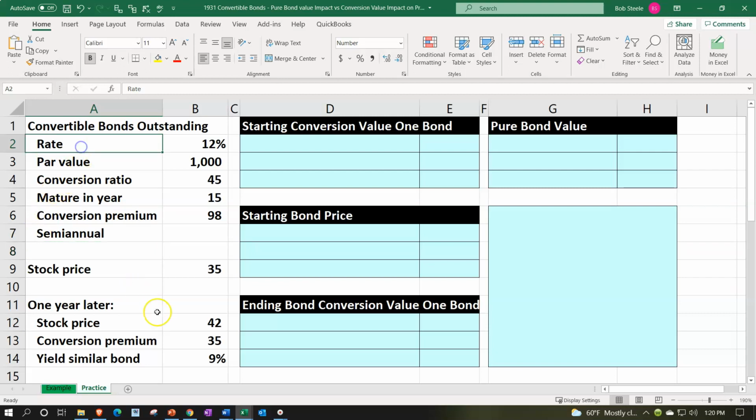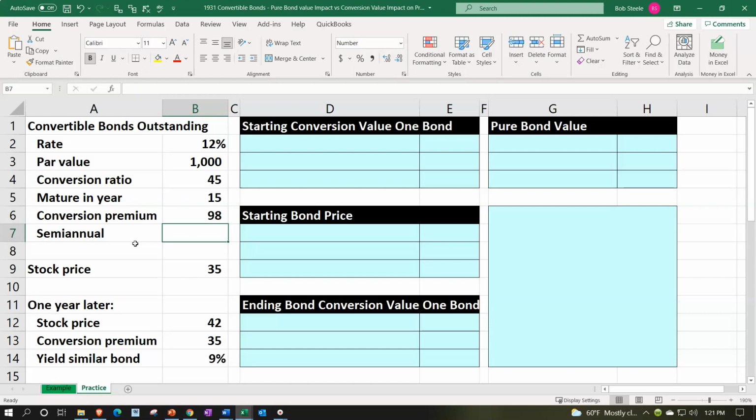So we have, starting off here, the convertible bonds outstanding, rate 12%. The par value is $1,000. The conversion ratio, meaning the number of shares the bonds can be converted into, each bond would be 45 shares. They mature in 15 years. The conversion premium is $98, that being the premium over and above the conversion value. If we were to convert the bonds to stocks, this would be the amount over and above that would get to the price of the bonds.